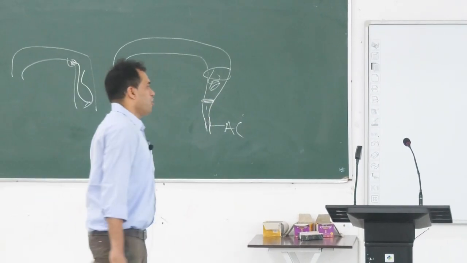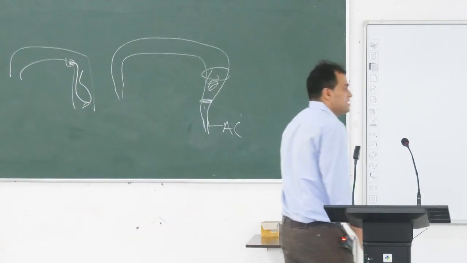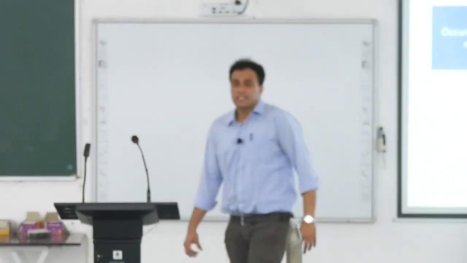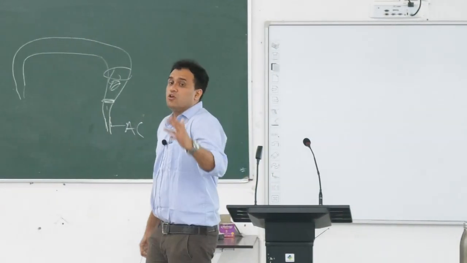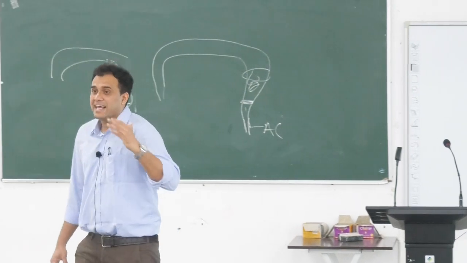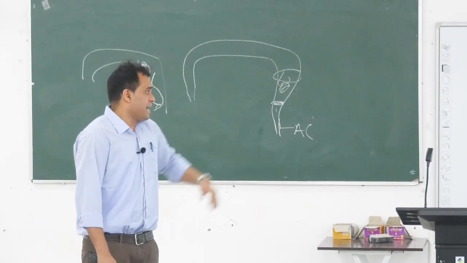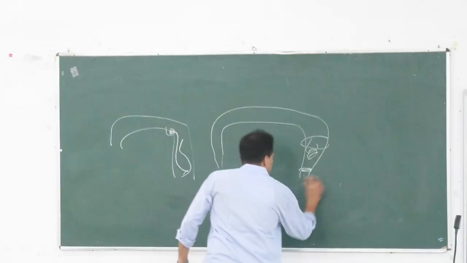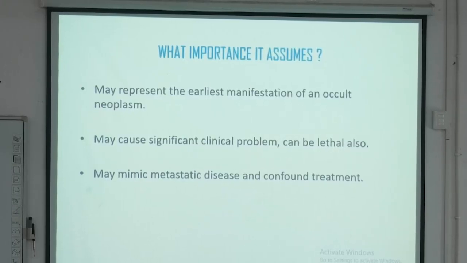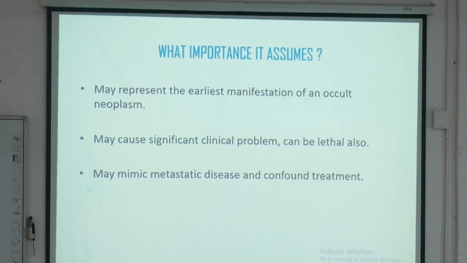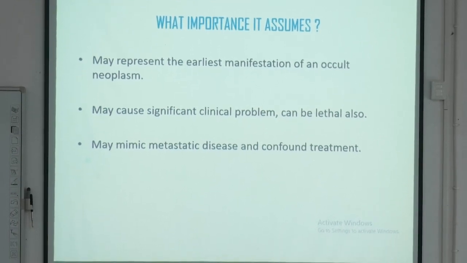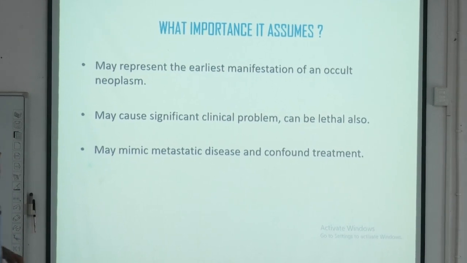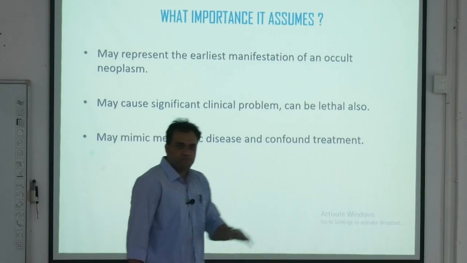So it occurs in around 10 to 15% of cases in middle-aged to elderly persons. Which age group is affected? Middle-aged to elderly persons. And clinical manifestations may be lethal. So why should we know about paraneoplastic syndrome, or what importance does it assume? It may represent the earliest manifestation of an occult neoplasm.